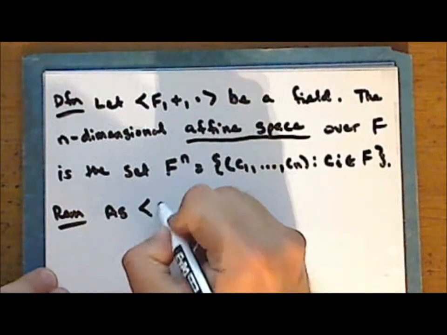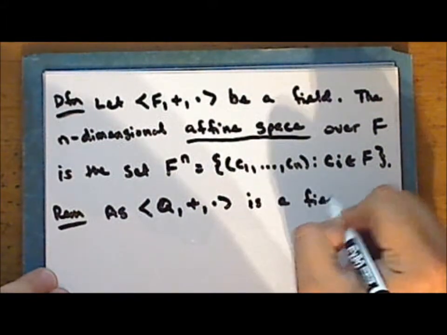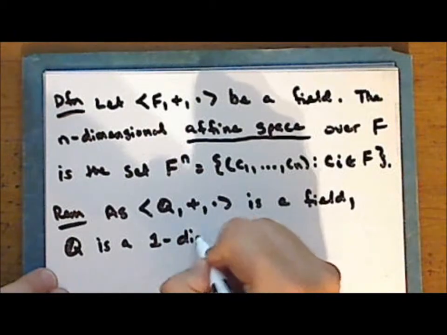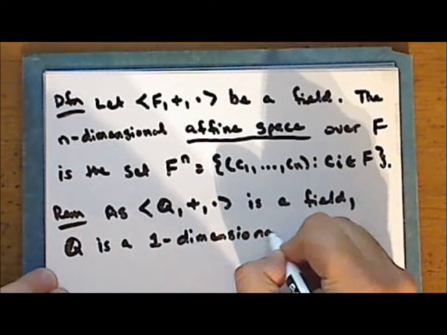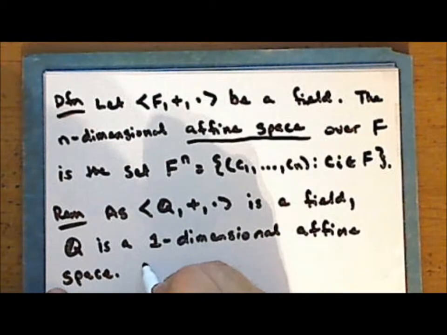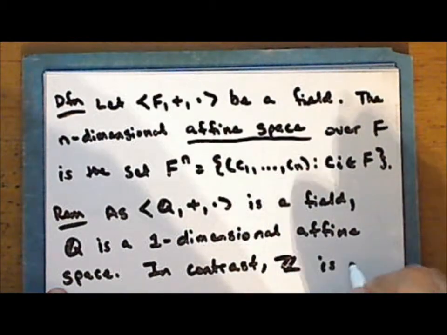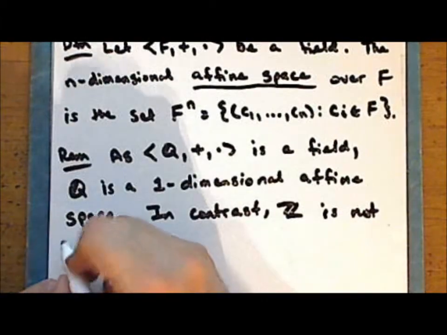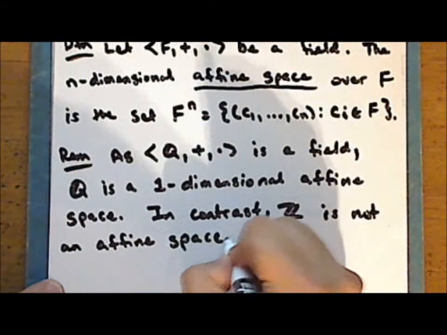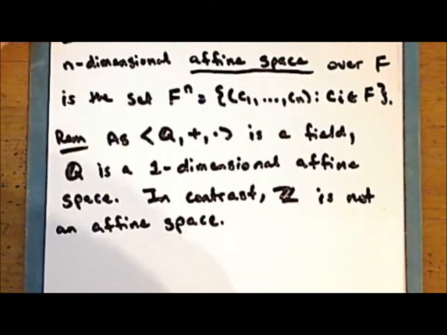So as the set of rational numbers, together with normal addition and normal multiplication, is a field, the set of rational numbers itself is a one-dimensional affine space. Now, in contrast, the set of integers is not an affine space. Now, we will have much more to say about affine spaces in later lectures, but for now we're going to return to magmas and define a new structure.